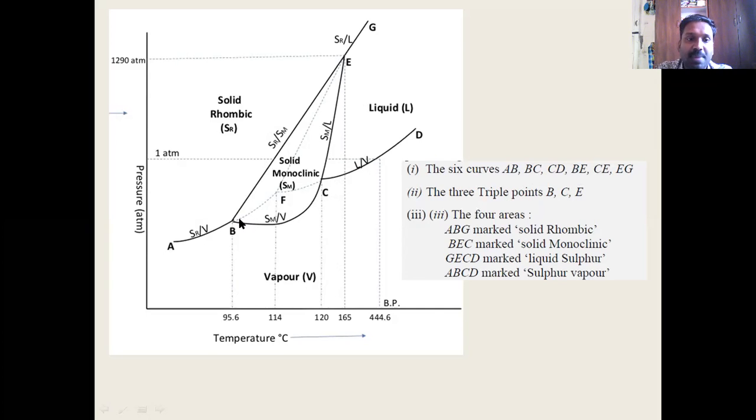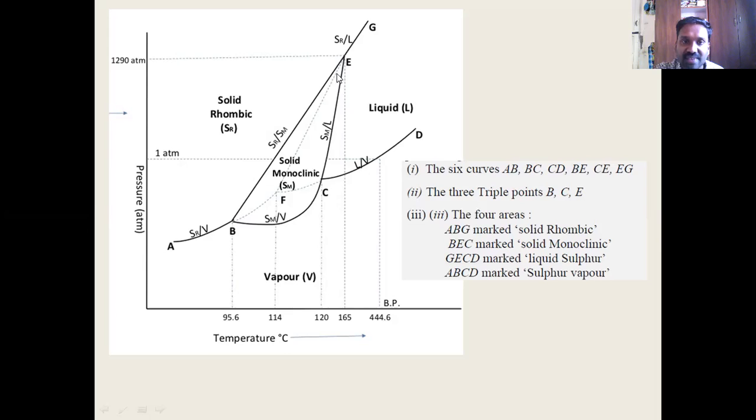What is BE now? It is almost a straight line going vertically upwards. So what is this? This is the transition curve for rhombic and monoclinic sulfur. You just take the phases which are lying on either side of this line. And the change between them happens along this line. So you take any pressure and temperature value along this line, and two phases will be in equilibrium. Any other value, only one phase will come, either this side or this side.